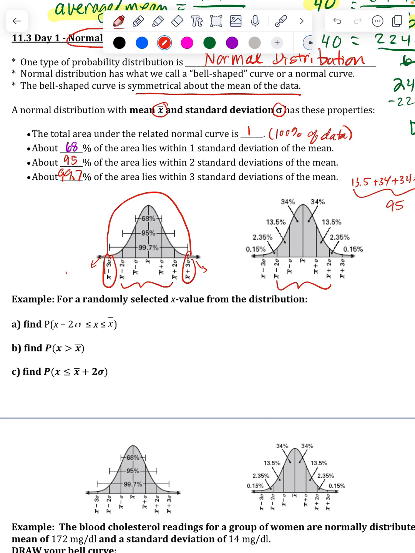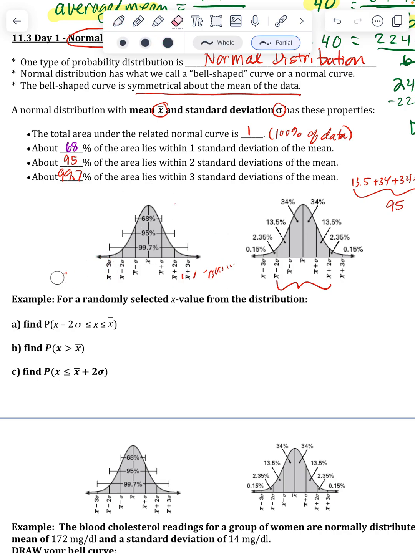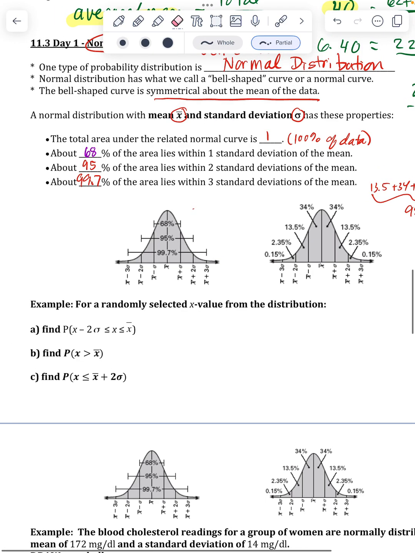So just a little teeny smidge here and here is all that's beyond the 3s. And those are so unlikely because they have such a tiny little space under them that this is where you're going to find anything that's considered an outlier in a normal curve. So what does this look like in terms of what you have to be able to do? For today, you are just going to be identifying how much of the curve they are describing.